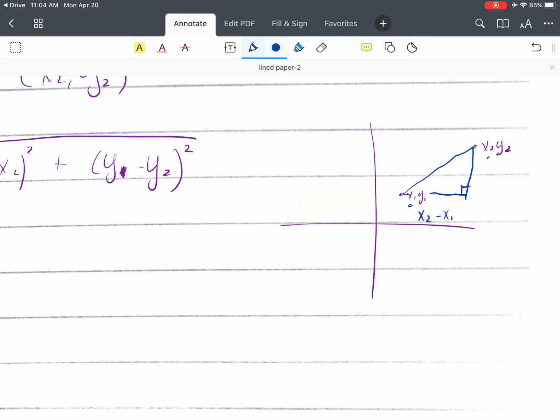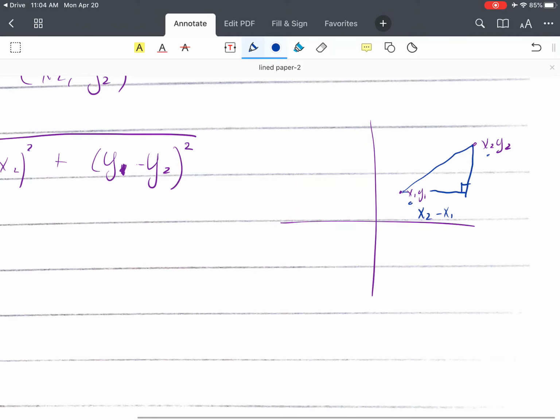They don't even have to be positive or negative, it doesn't matter. x2 minus x1. The vertical distance, again, it's going to be the bigger y value minus the smaller y value. The y2 is taller than the other y, so I'm just going to assume that's the bigger one. So it's going to be y2 minus y1.